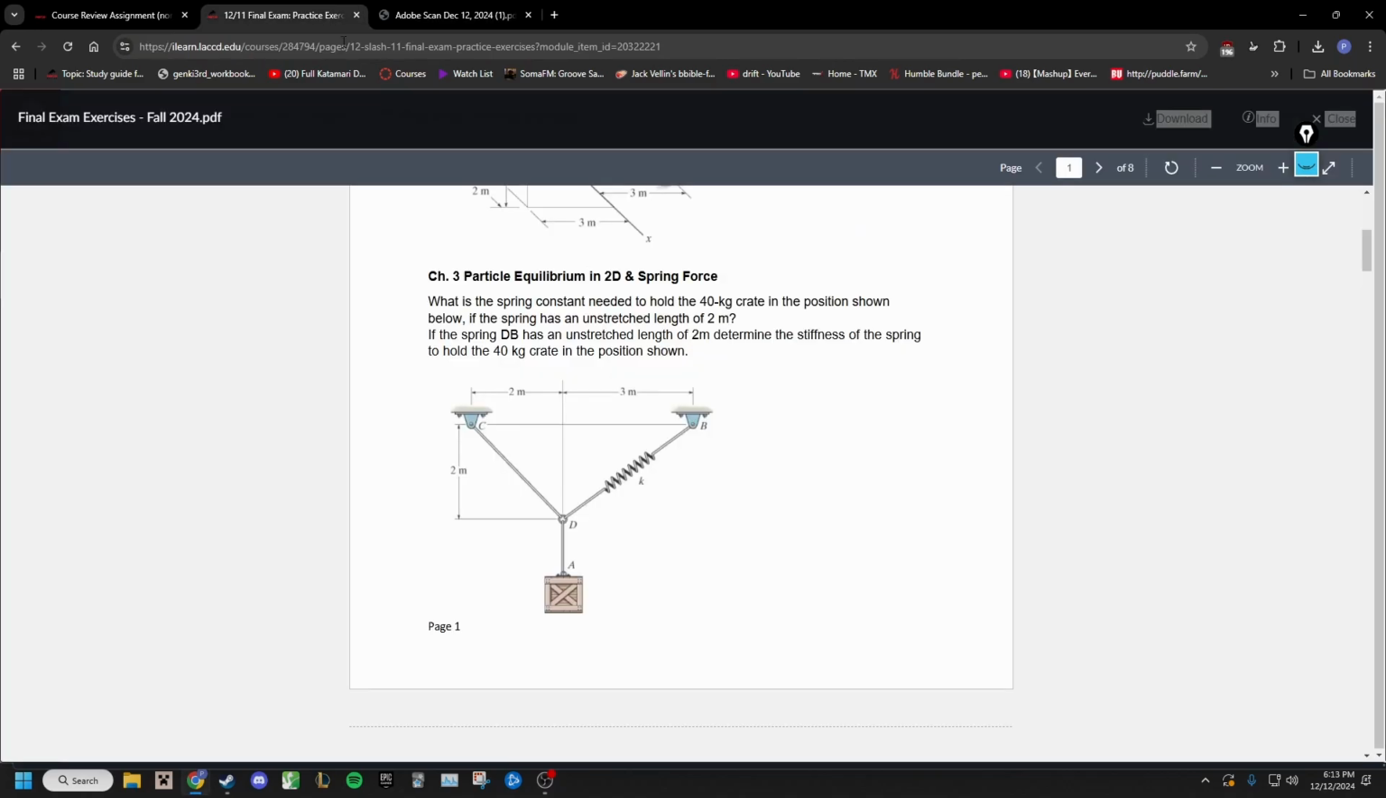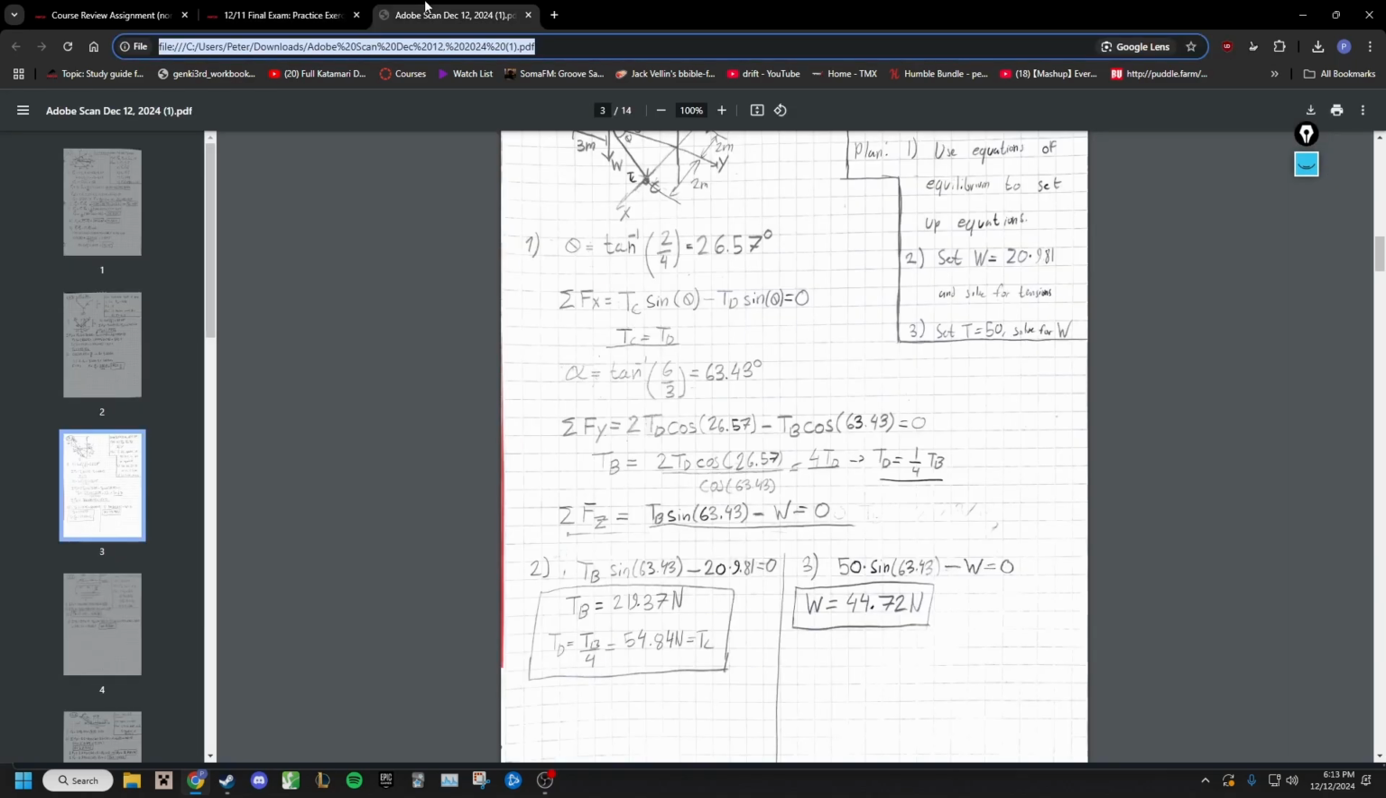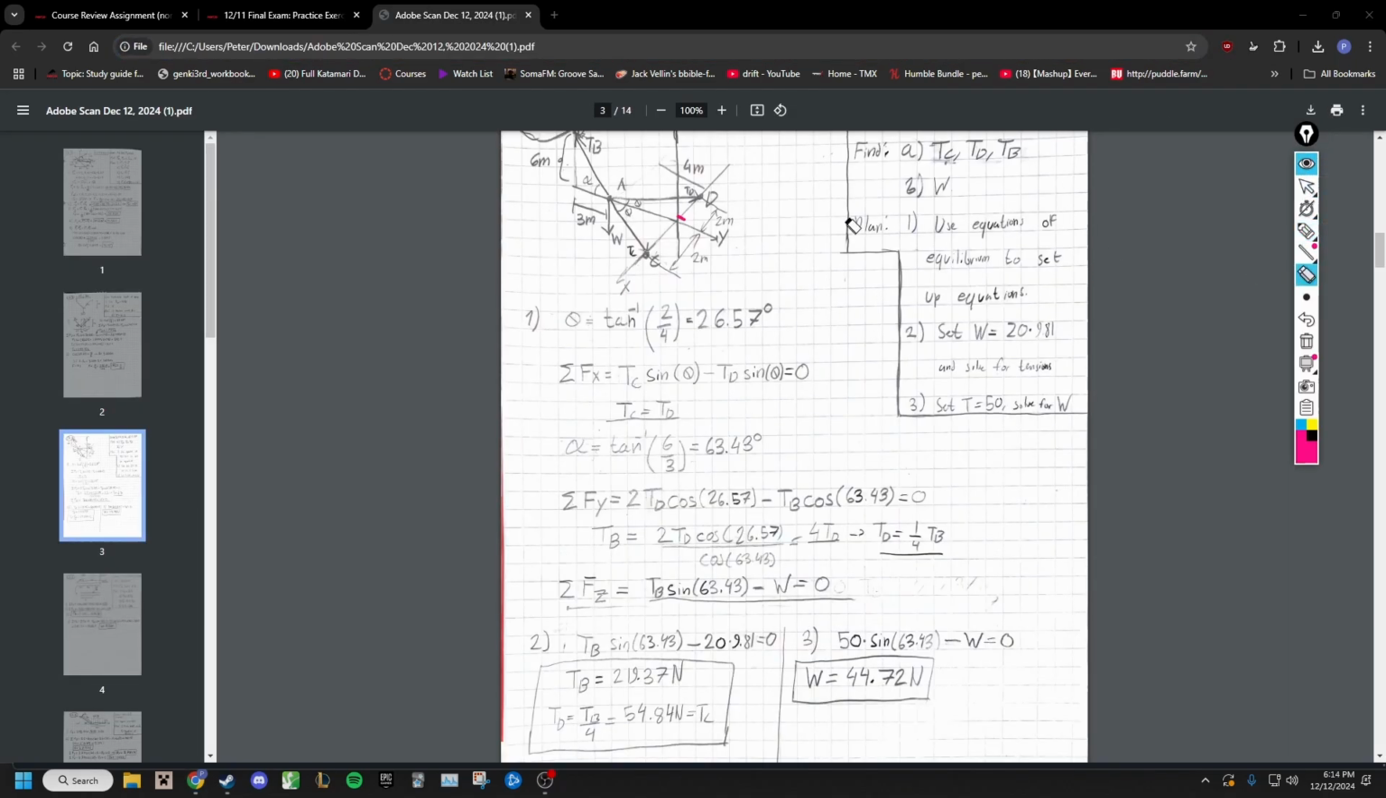For the next problem, problem 3, we are first asked to find the tension in each cable if the flower pot weighed 20 kilograms, and then we're asked to find the maximum weight of the pot if each cable could only support 50 newtons. For this problem, I found it easiest to first go through the equations for equilibrium in each dimension, just to write out a system of equations, and then for each part we could solve each of them differently. We could put in our known variable and solve for them.